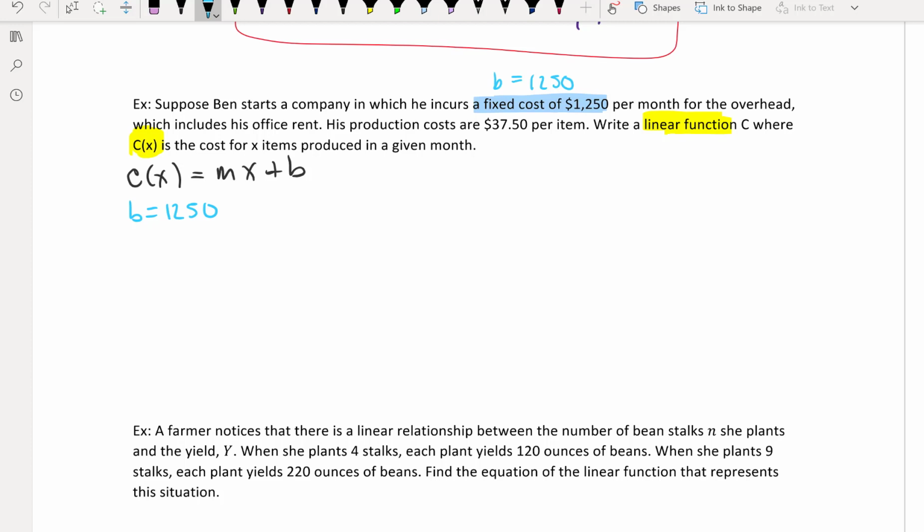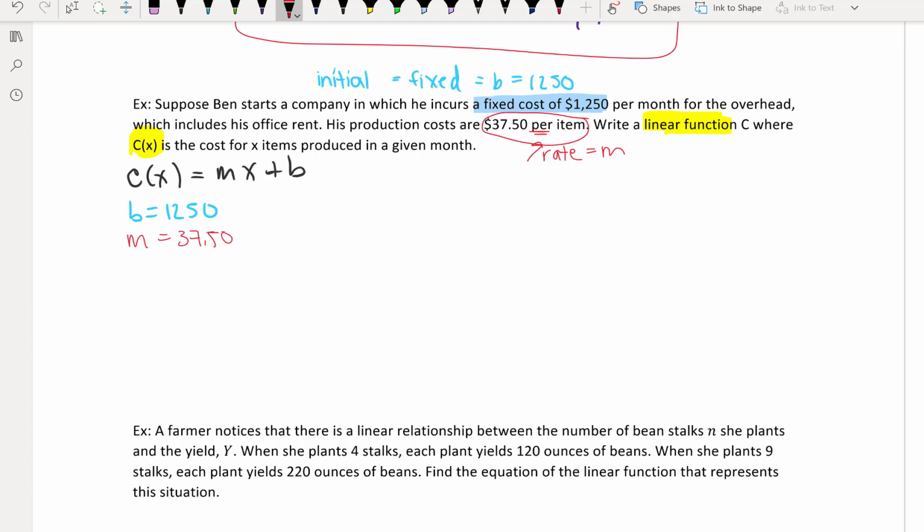So fixed cost can be your B value, and also sometimes we refer to it as your initial value. So initial value or fixed cost all represent your B value, which is that $12.50. Now, when I see that $37.50 per item, well, that word per tells me that I'm looking at my rate, which would be the same as my slope. So my M value would be $37.50.